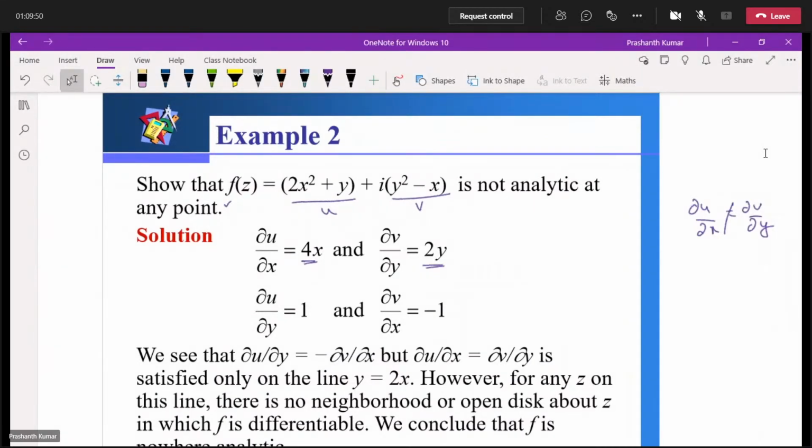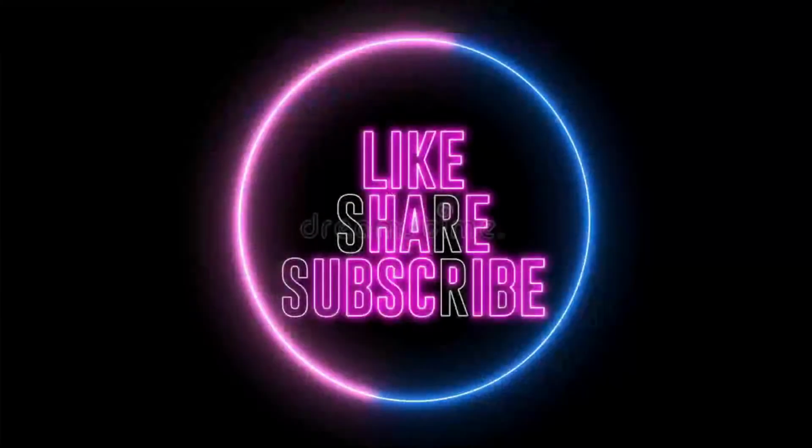Okay. In the next class, I will discuss some problems on this, where the function is not analytic and where the function is analytic. So what is the necessary condition? What is the sufficient condition? Which function is not satisfying the sufficient condition? This we are also discussing for the Cauchy-Riemann equations problems in the next class.